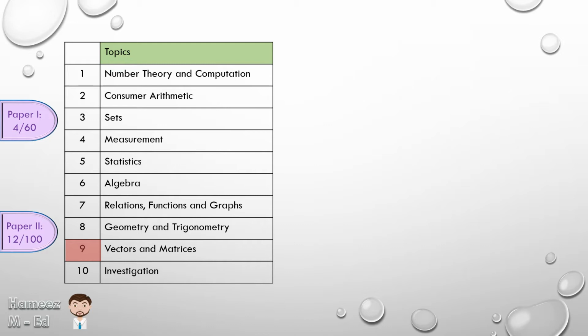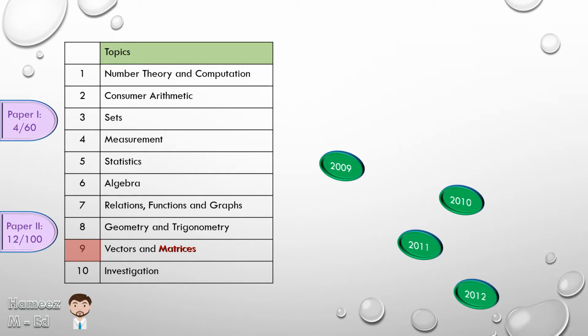We are specifically dealing with matrices, and in 2009, that was one entire question all by itself with 15 marks. However, from 2010 until 2013, the format of the exam changed, and the vectors and matrices were combined together for the last question. So the matrices questions that came from 2010 to 2013 were worth half of the 15 marks.